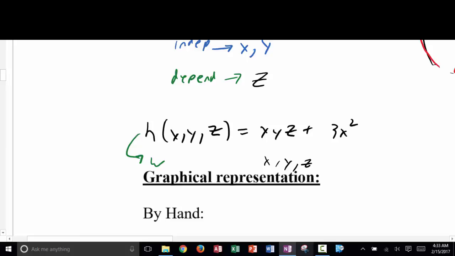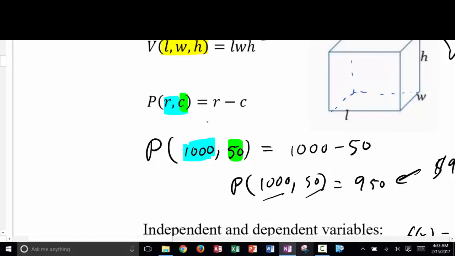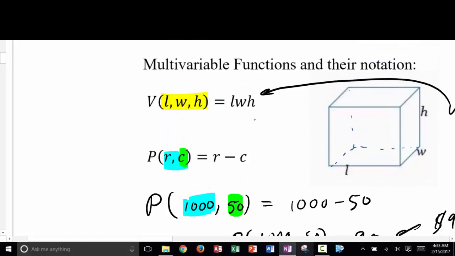And most of the time you're going to have meaning. You're not going to have all these silly x's and y's. You're going to have profits and revenues and costs, and you're going to have volume. So here's a perfect example.